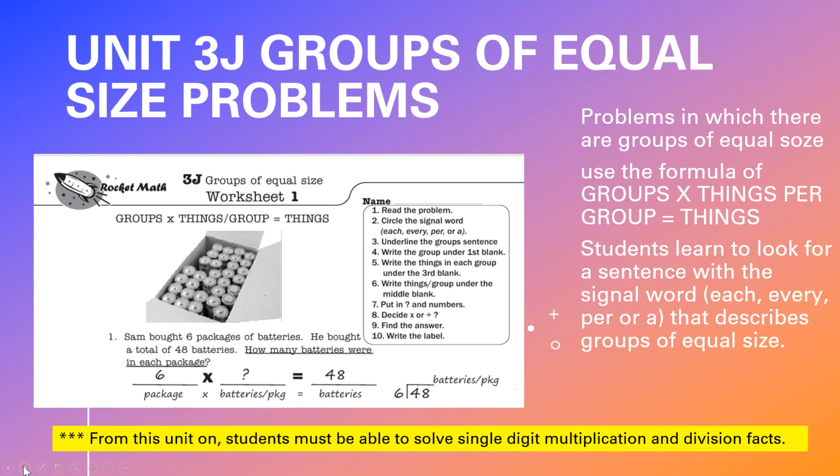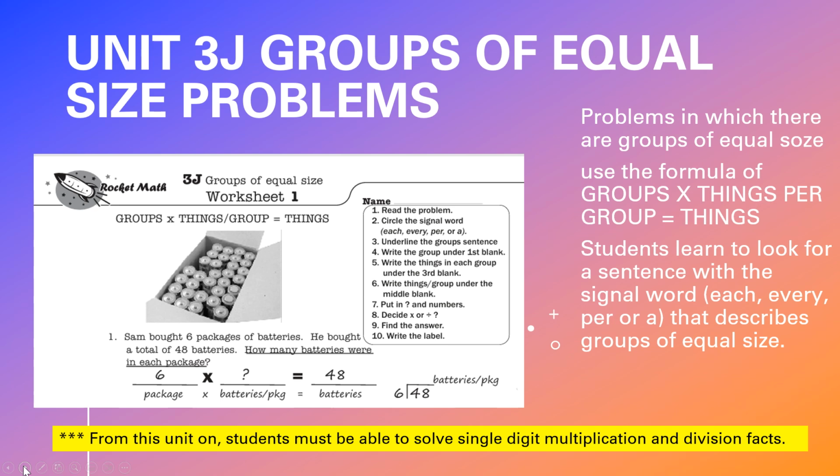Unit 3J, we teach how to solve problems that contain groups of equal size. There must be groups of equal size to require multiplication or division. The formula is groups times things per group equals things. Whenever you have groups of equal size, this formula will work to describe the relationships. Step 2, students look for and circle a signal word in the sentence that describes the groups of equal size. The signal word has to be either each, every, per, or a. In step 3, they underline the sentence that describes the groups of equal size.